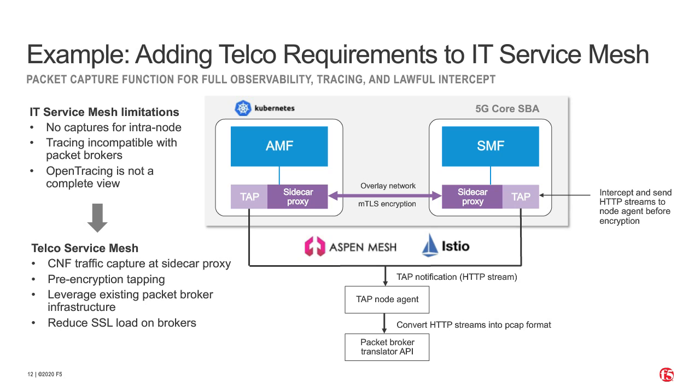So what we did here is we inserted a tap function in the Aspen Mesh solution, which really gives you a full packet capture of all the traffic that goes between the AMF and the SMF in this case. And then we feed it into a node agent, which converts it into HTTP streams in PCAP format, which then allows them to leverage all the infrastructure they already have in their packet broker architecture. So again, just one simple example of how we can add certain capabilities to an IT-based solution and make it more telco aware.